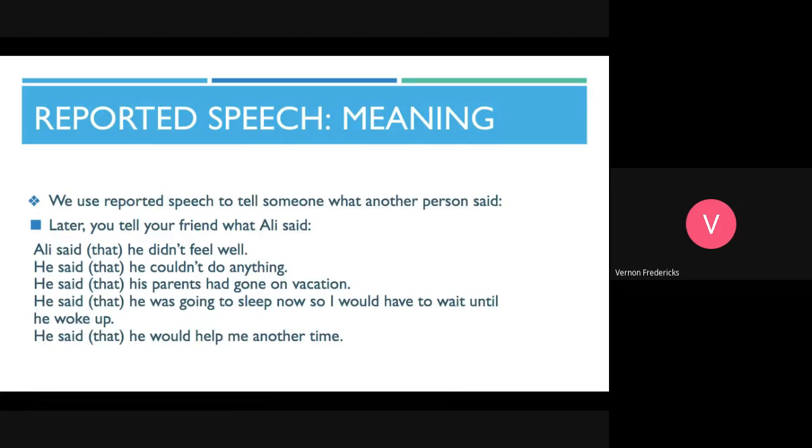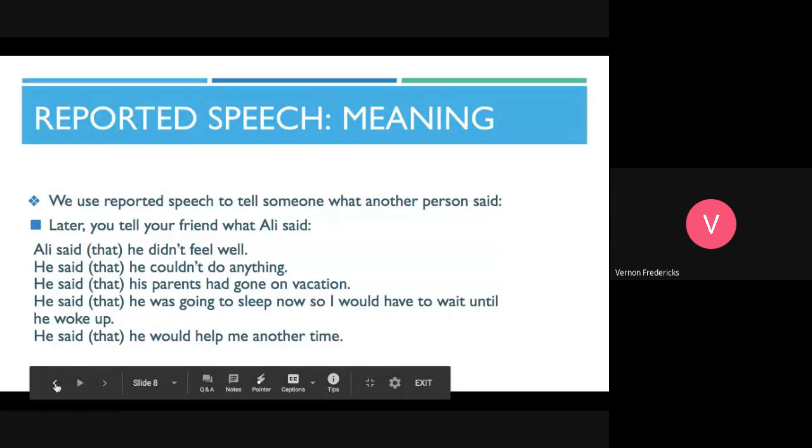Later, you tell your friend what Ali said. Ali said he didn't feel well. He said that he couldn't do anything. He said his parents had gone on vacation. He said that he was going to sleep now, so I would have to wait until he woke up. He said that he would help me another time.